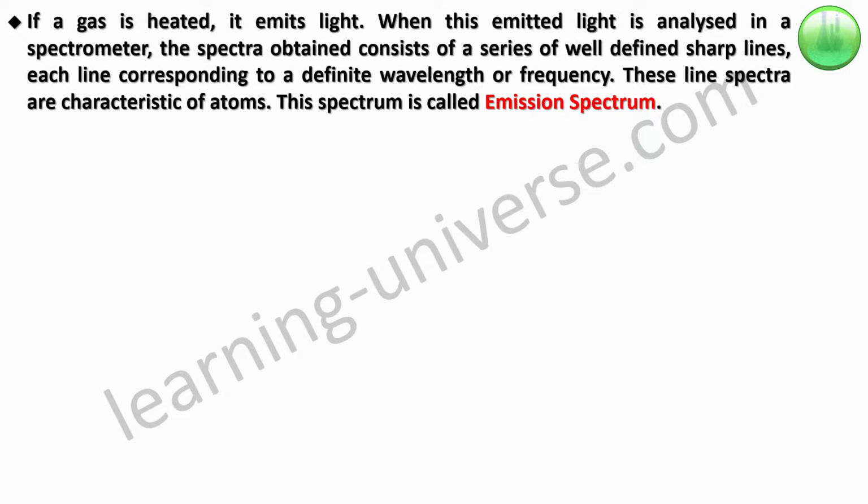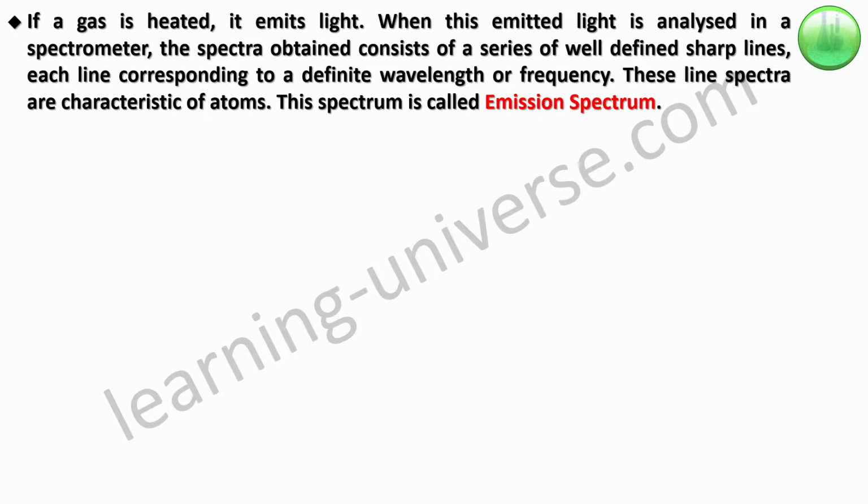We know electrons are there inside an atom. They get excited up and they come back. When they come back, they emit a particular amount of radiation, whatever they had absorbed to go up. And if that falls into a particular visible region, we'll be able to see it. If they fall into a non-visible region, yet it would be identified by a spectrometer, we may not be able to see it. Now, when this emitted light is analyzed in a spectrometer, the spectra obtained consists of a series of well-defined sharp lines.